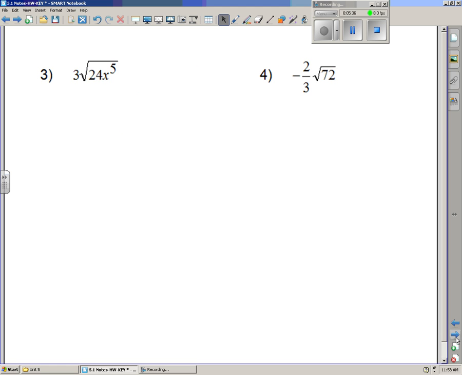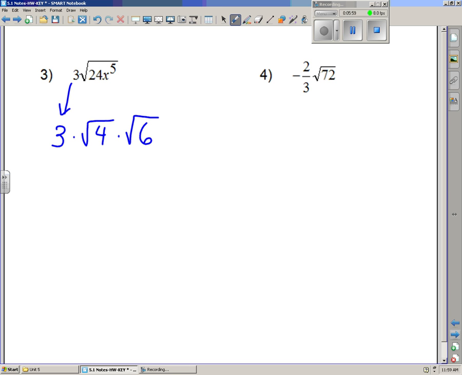Let's try another one. 3 times radical 24 x to the 5th power. Well, in terms of the 3 on the outside, it can't go anywhere. It stays where it is. In terms of the perfect squares that divide evenly into 24, 4 is the largest perfect square that divides it evenly. 6 is the other factor because 4 times 6 is 24.